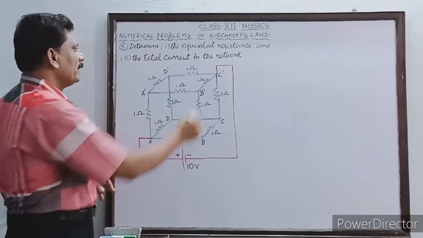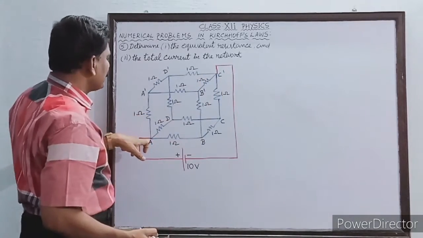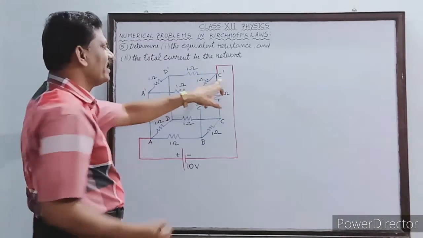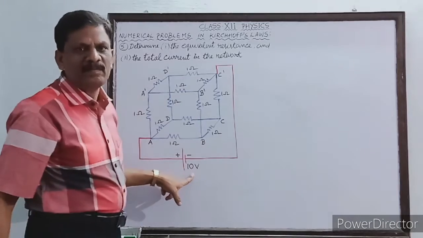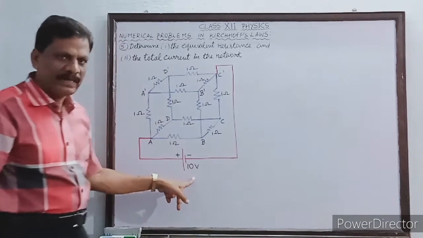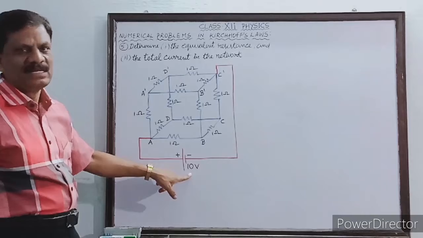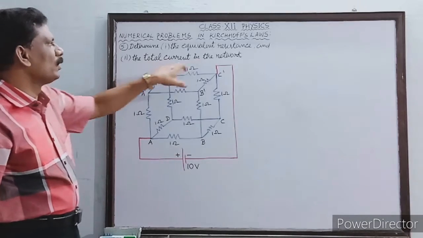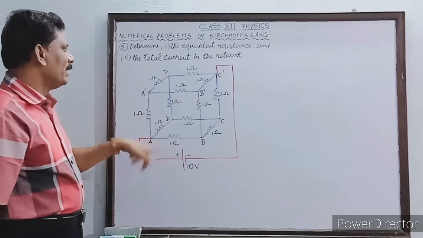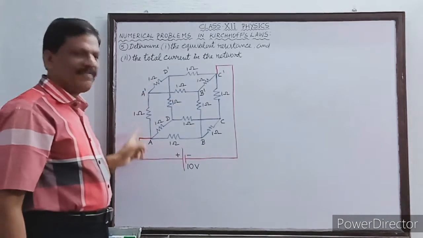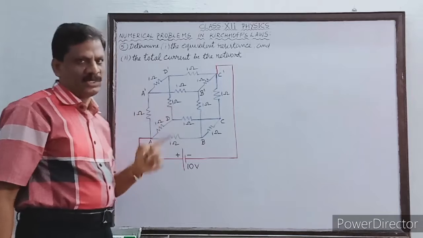The two vertices, namely A and C dash, are connected with the help of wire to a cell of EMF 10 volt. We have to determine the total current in the network. How much current is sent by the battery, and what is the total or effective resistance of this cubical network.